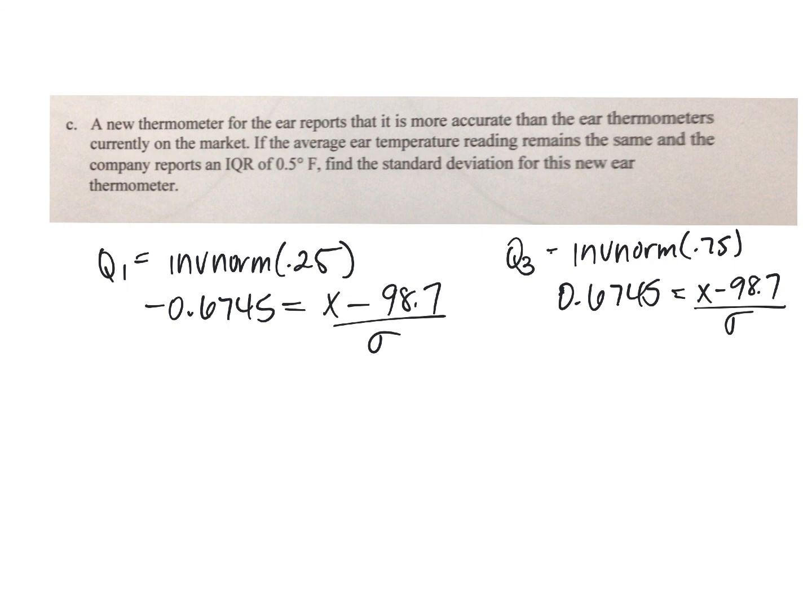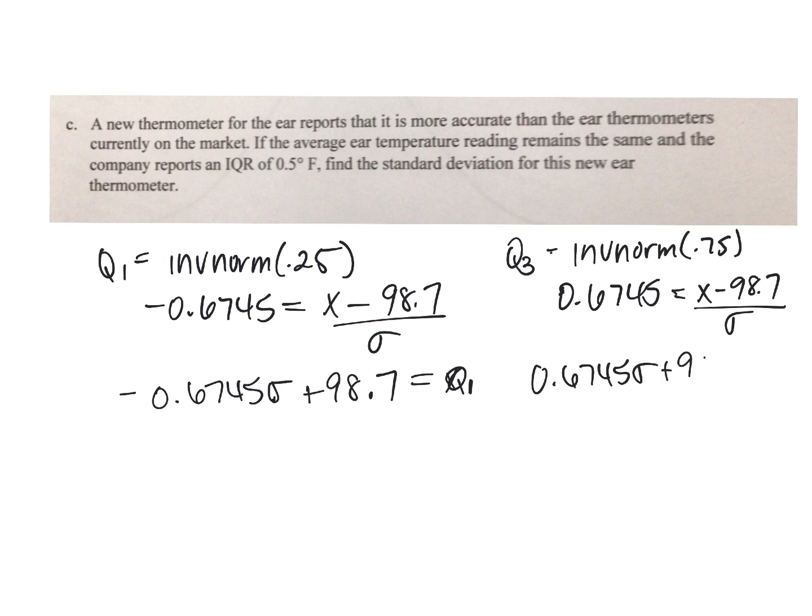All right. So how are we going to find a new standard deviation here? I need to multiply by sigma, and then I'm going to add 98.7. Doesn't that equal x, which is really Q1? Yes. And then on this side, 0.6745 sigma plus 98.7 is equal to Q3.